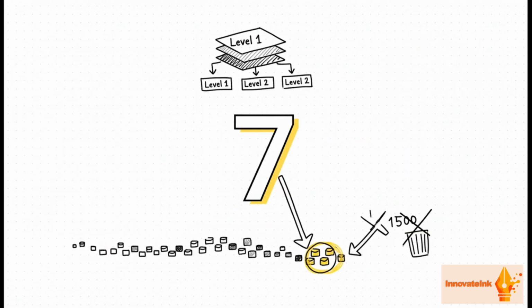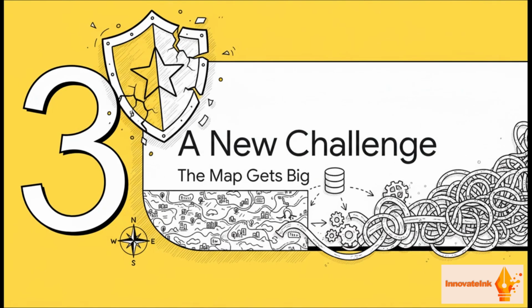Now, get ready for this. With a simple 2-level index on that exact same data, we can find any record by accessing just 7 blocks. We went from 1,500 disk reads down to 7. That's not just a little better, it's a complete game changer. That right there is the power of indexing. So indexing is amazing. We solved the problem.